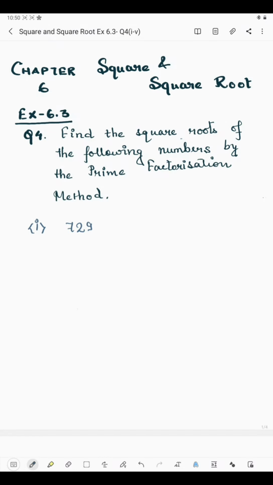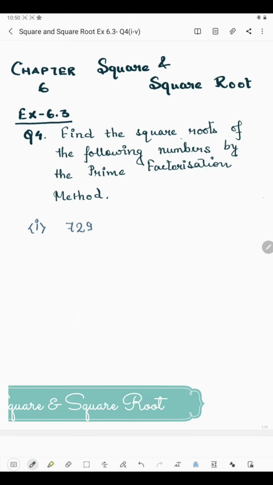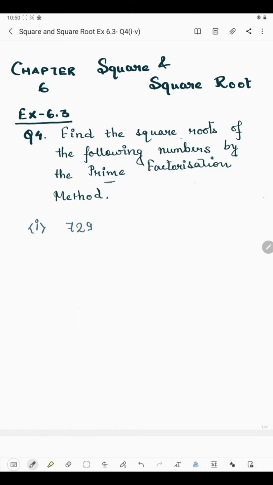Everyone, now I'm going to start question number 4 of exercise 6.3. Question number 4 says find the square roots of the following numbers by the prime factorization method. Prime numbers start from 2: 2, 3, 5, 7, then 11 and so on. So we will have to take this number to find the prime factorization.